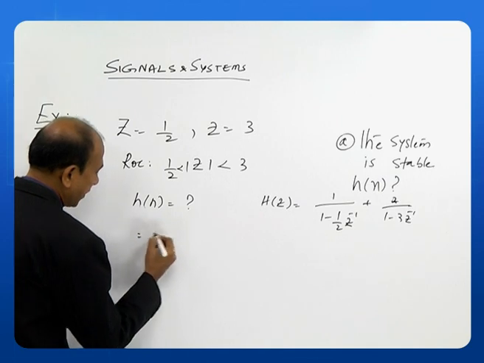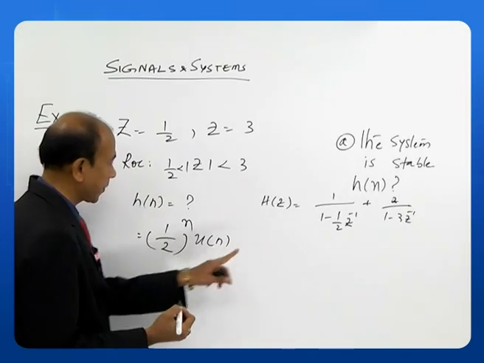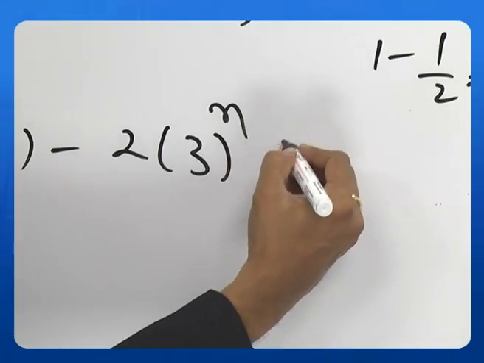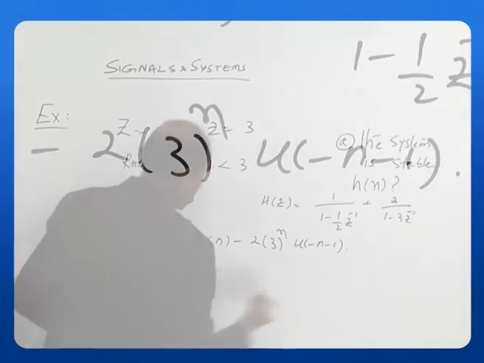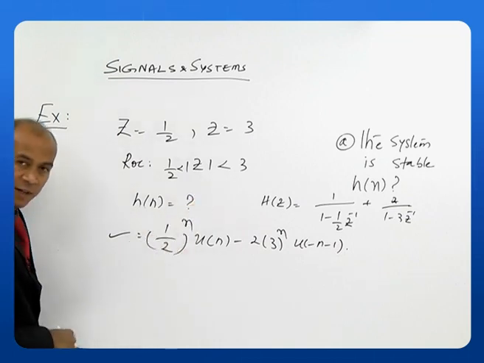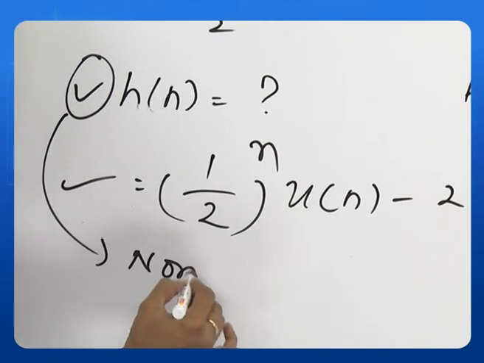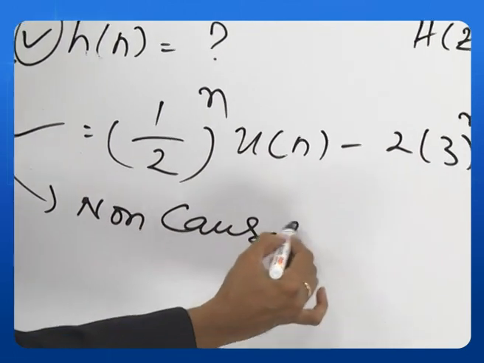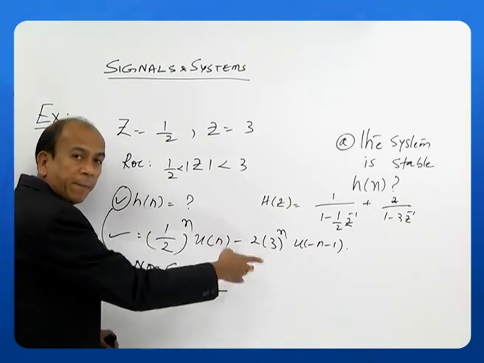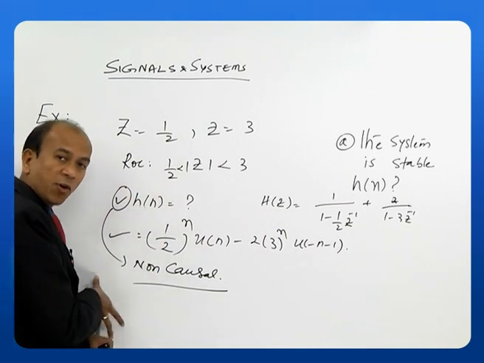So, h of n can be written from this equation as half to the power n u of n. Because the ROC is lying in between these two, it will be minus 2 times 3 to the power n u of minus n minus 1. So, this is your h of n from that equation. Now, if you look at this h of n, it is non-causal. If you look at the u of n and u of minus n minus 1, there is a clear indication that h of n is non-causal.